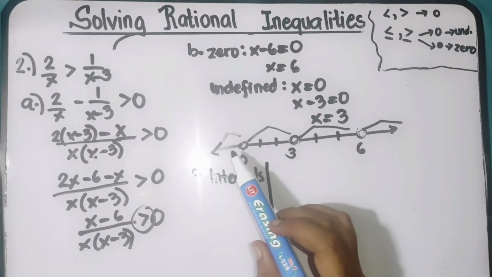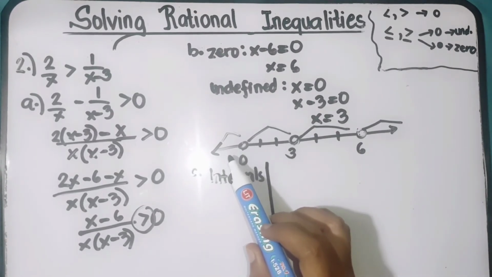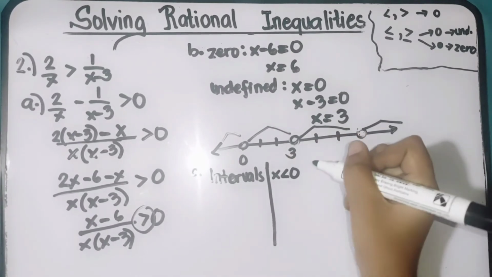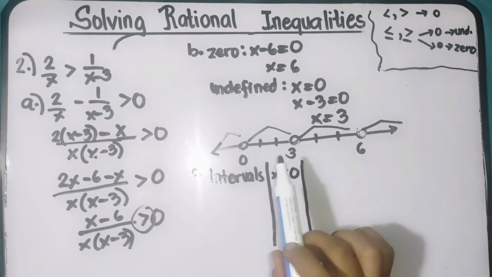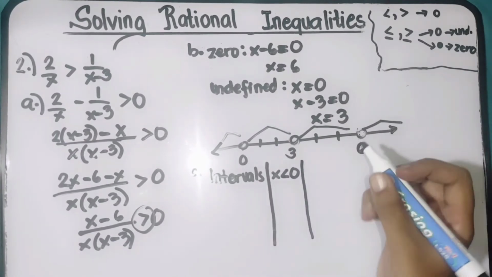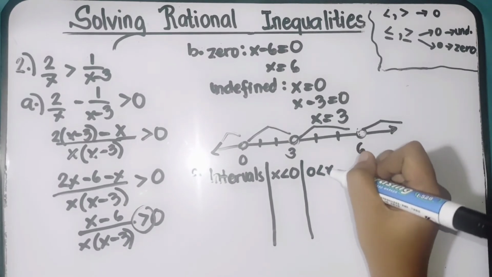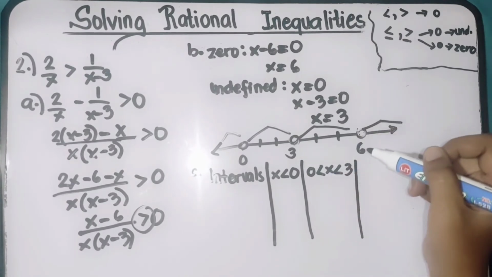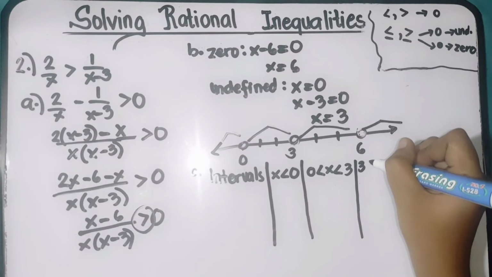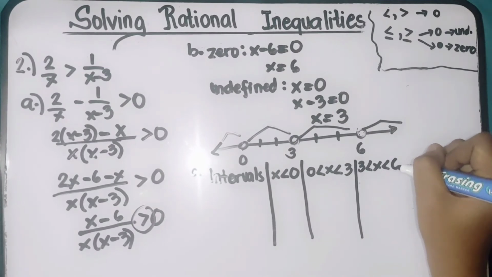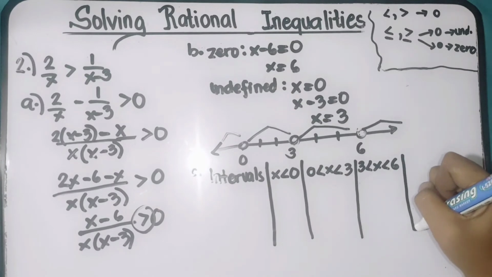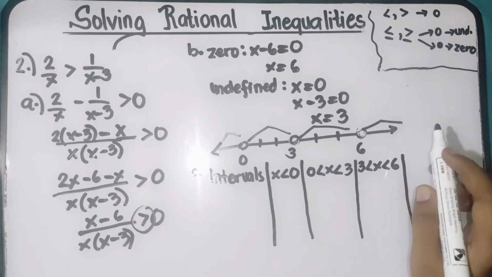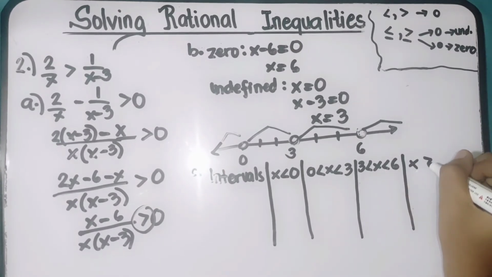First interval is this area, and the values here are lesser than 0. So x is lesser than 0. Second interval is between 0 and 3. 0 is lesser than x and lesser than 3. Third interval between 3 and 6. This will be 3 is lesser than x and x is lesser than 6. And fourth and last interval, the values here are greater than 6. So x is greater than 6.